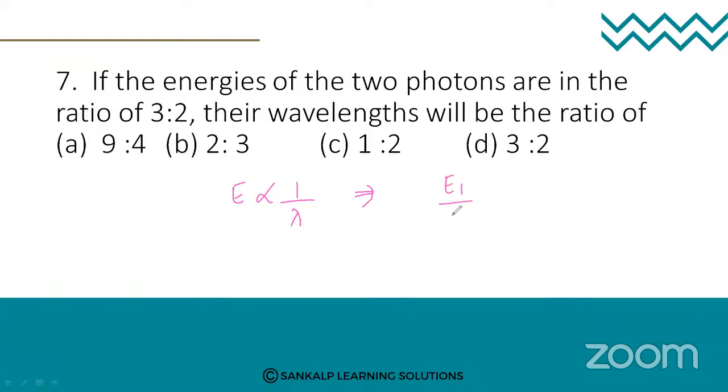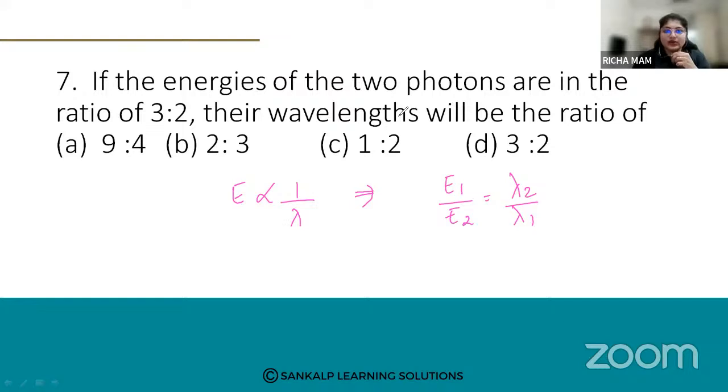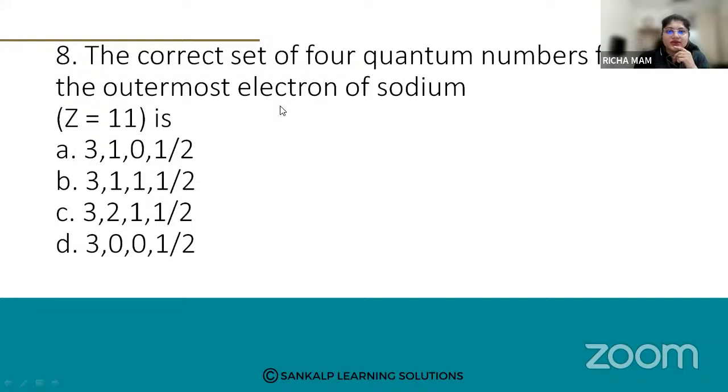So E1 by E2 is equal to lambda 2 by lambda 1. If the ratio of the energies of the two photons is 3:2, then the ratio of wavelengths will be 2:3. So option number B is the answer. Fine. Let us go for the next one.